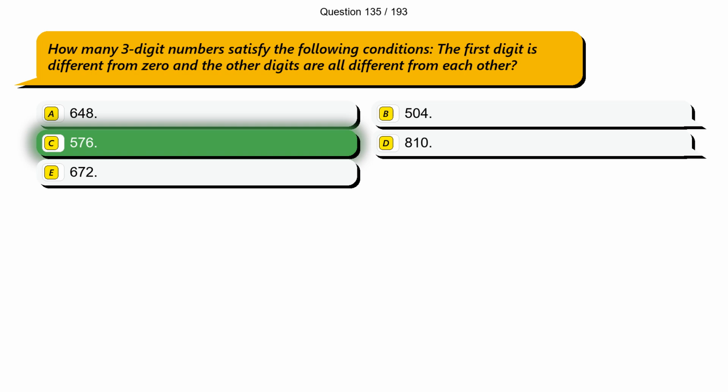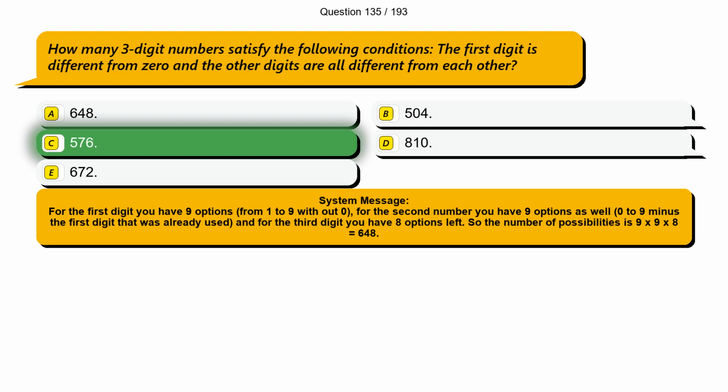The correct answer is option C, 576. For the first digit you have 9 options, from 1 to 9 without 0. For the second number you have 9 options as well, 0 to 9 minus the first digit that was already used, and for the third digit you have 8 options left. So the number of possibilities is 9x9x8 equals 648.